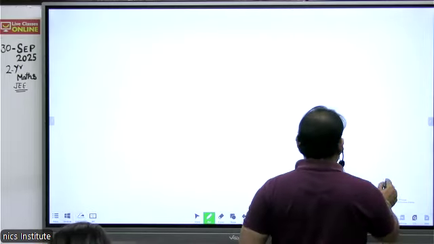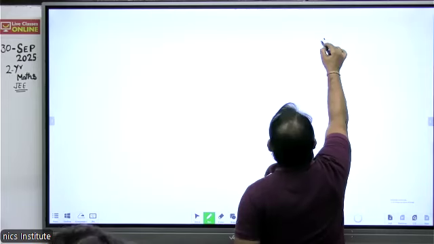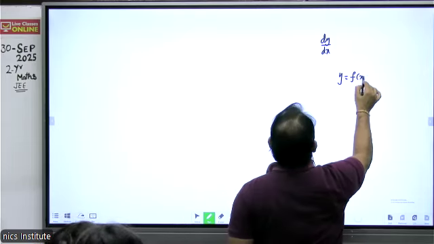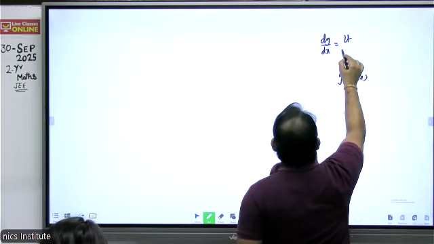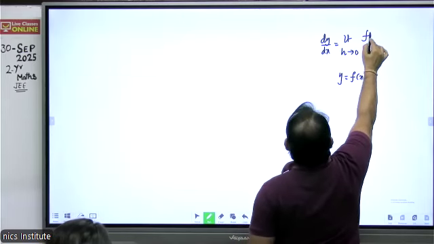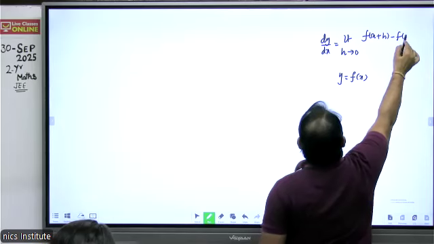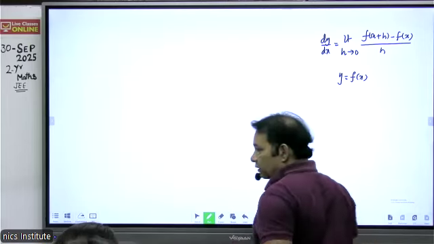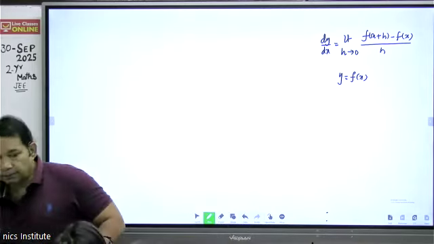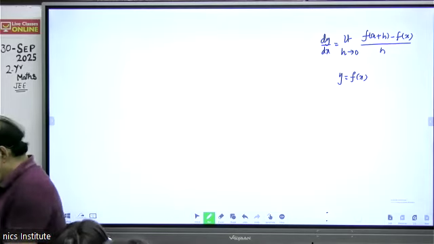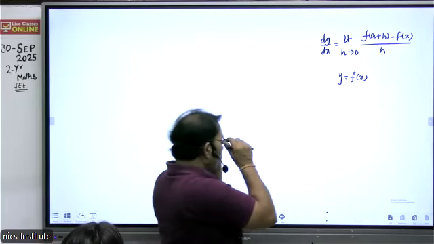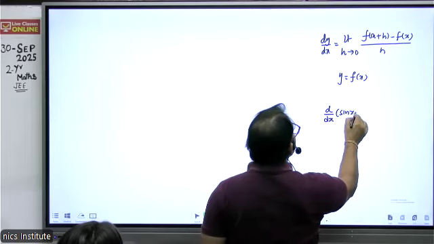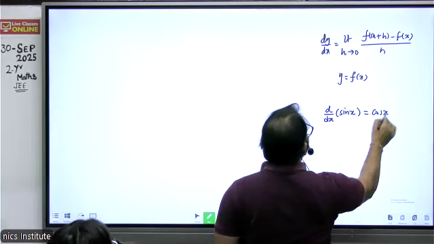In the last class, we did questions on first principle, which was this: the derivative of any function y is equal to f of x is always limit h tends to 0, f of x plus h minus f of x divided by h. This was the formula to differentiate, right? We already know that derivative of sin x is cos x.